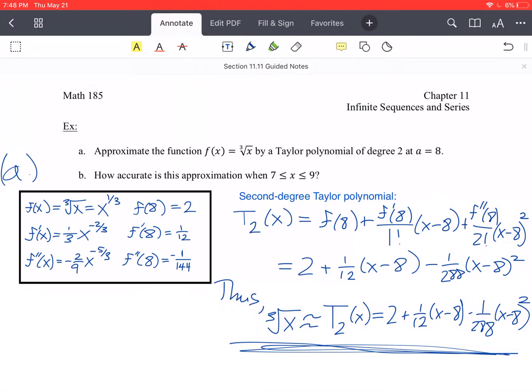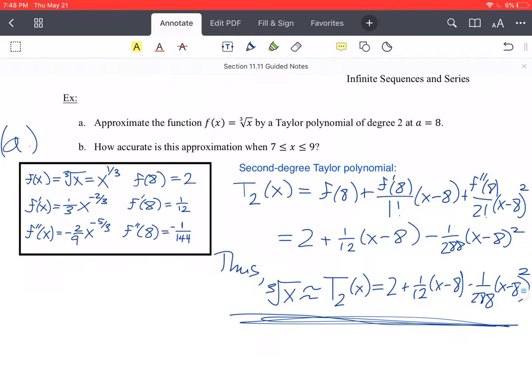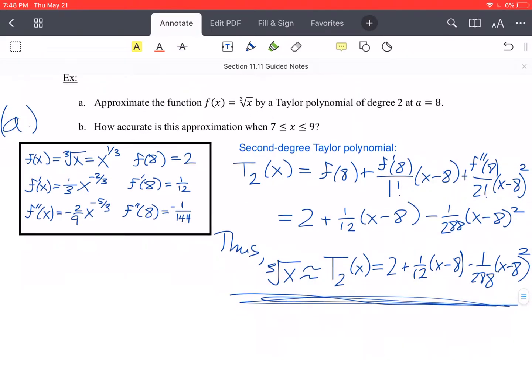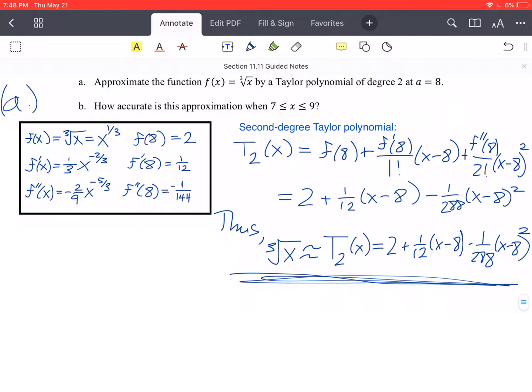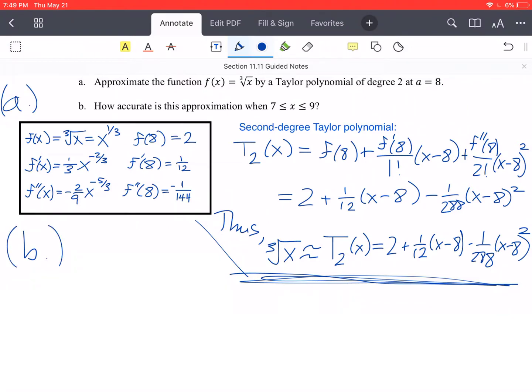Alright, so that is our approximation of the function for a second degree Taylor polynomial. Of course, as the degree increases, we've seen the approximation gets better, but that's just what we're working with right now. So next up, for part B, it's asking how accurate is this approximation when x is between 7 and 9? Okay, so as we're around 8, we're within a unit of 8 on either side, how accurate is this approximation going to be?